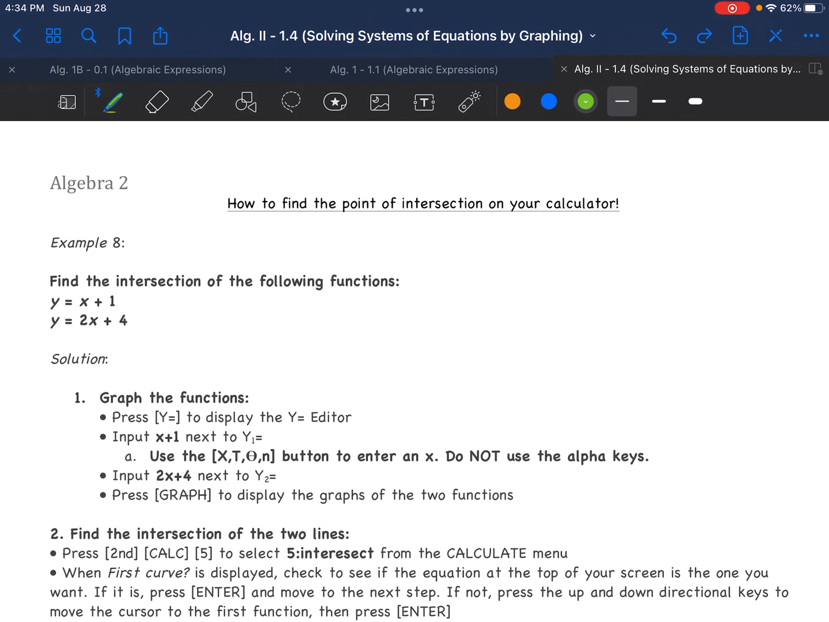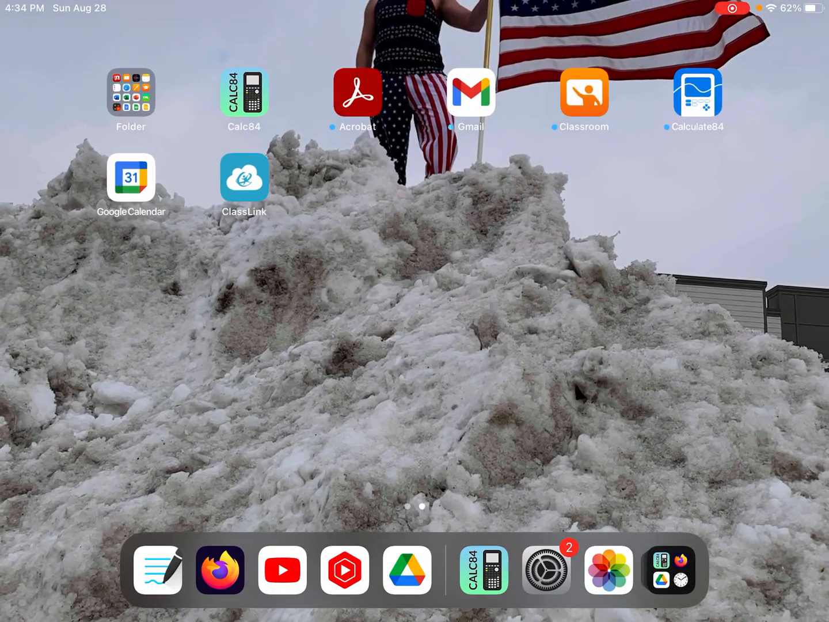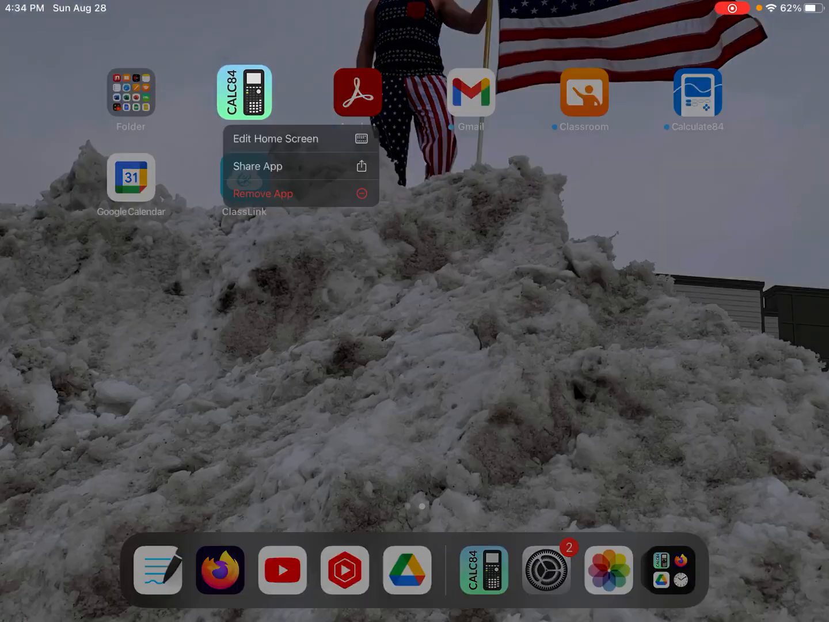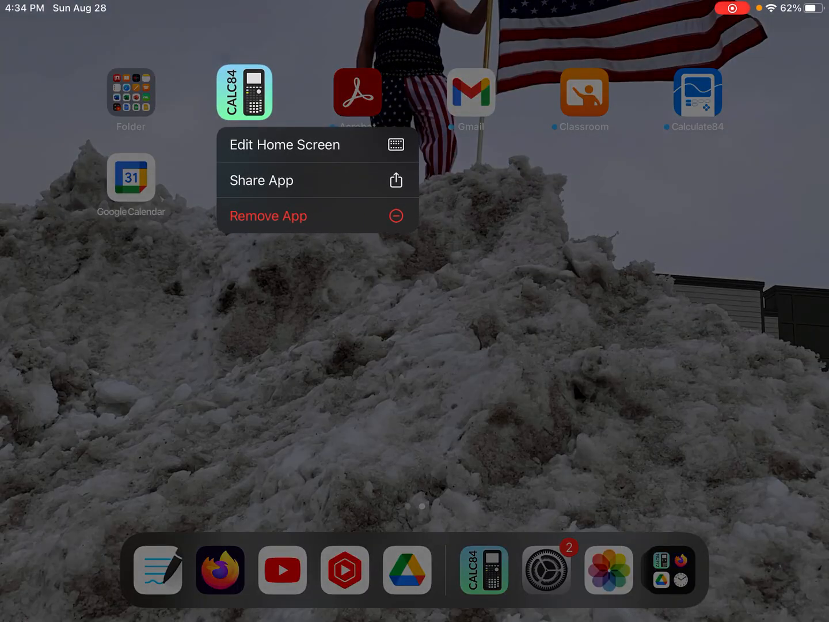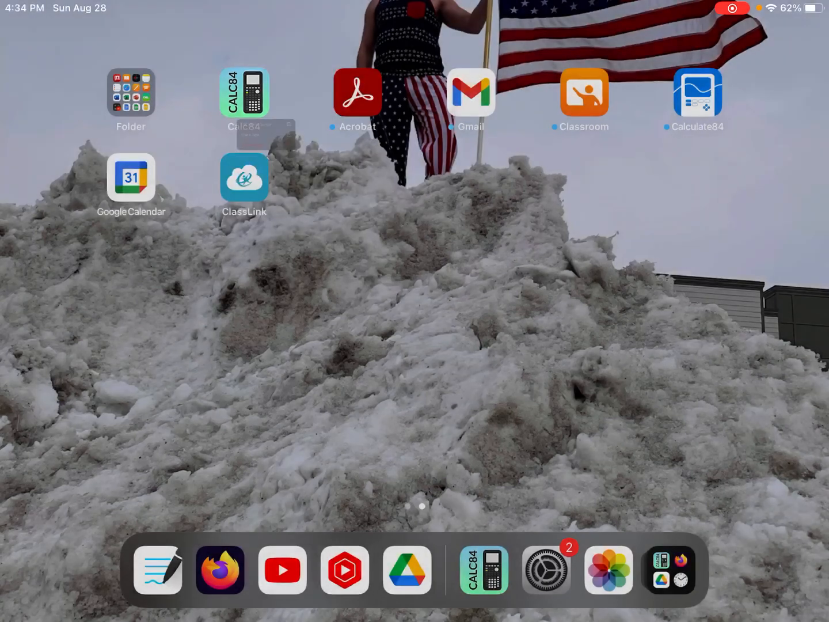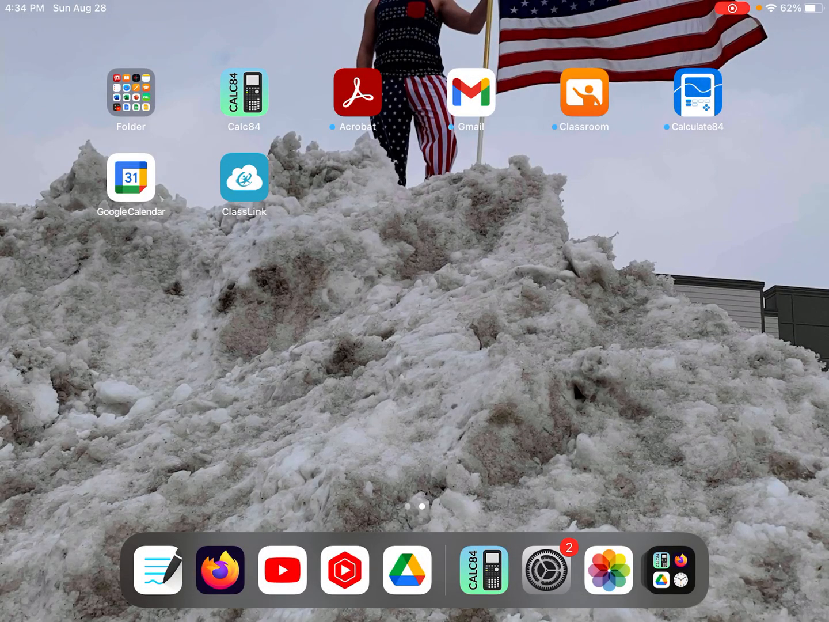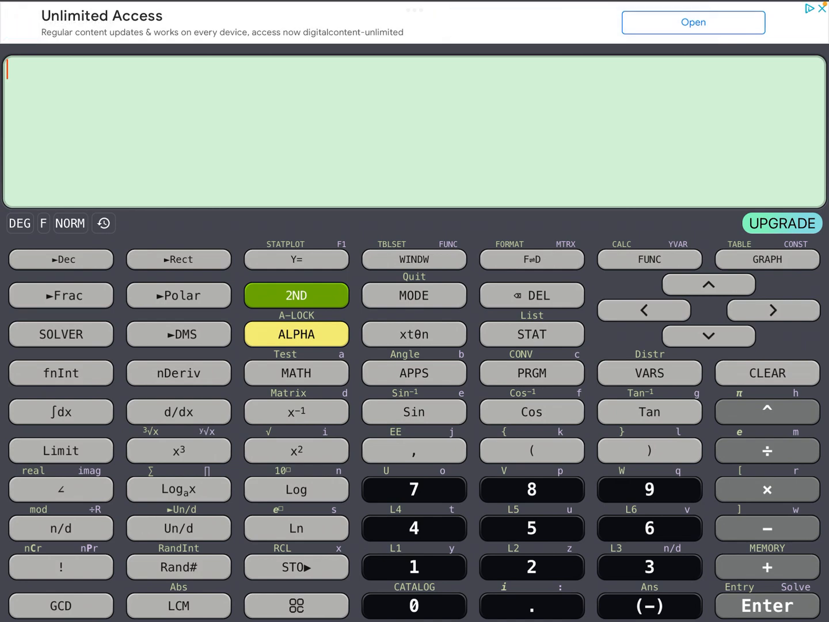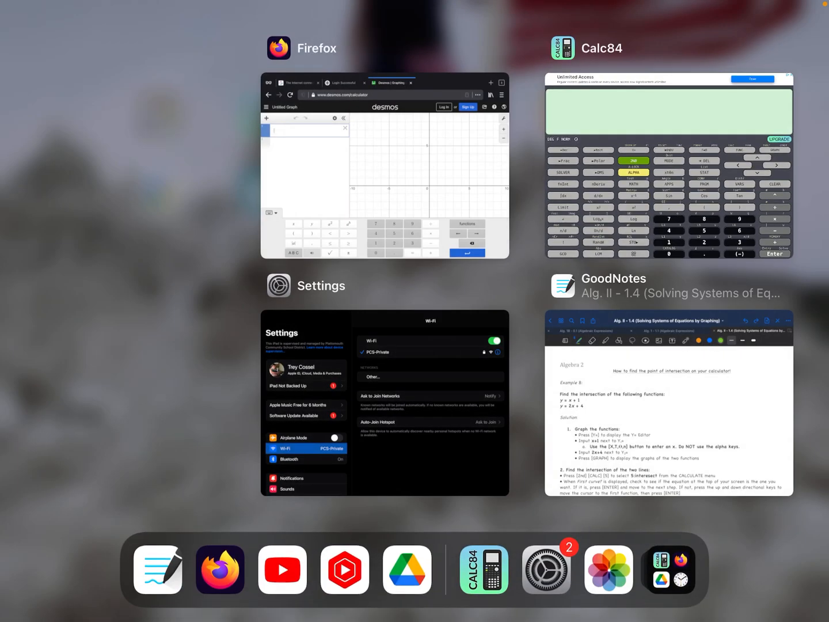Some options you have are you can download the app Calc84. So Calc84, which you see on my screen that I have highlighted there, it's a free app on the App Store. I believe it's on the Google Play Store as well, and it's just ad supported. So you can pay money to get rid of the ads and get a few other whistles if you want, but you definitely don't need to.